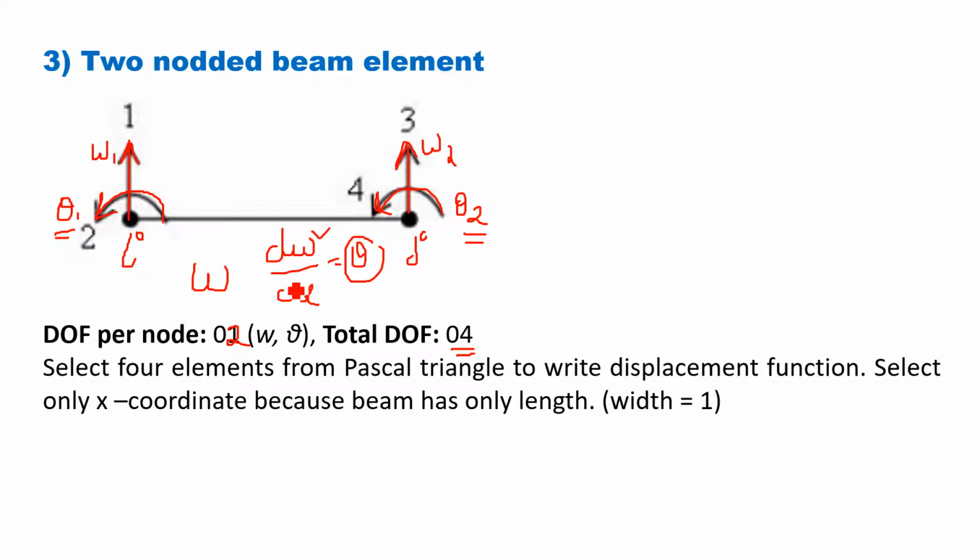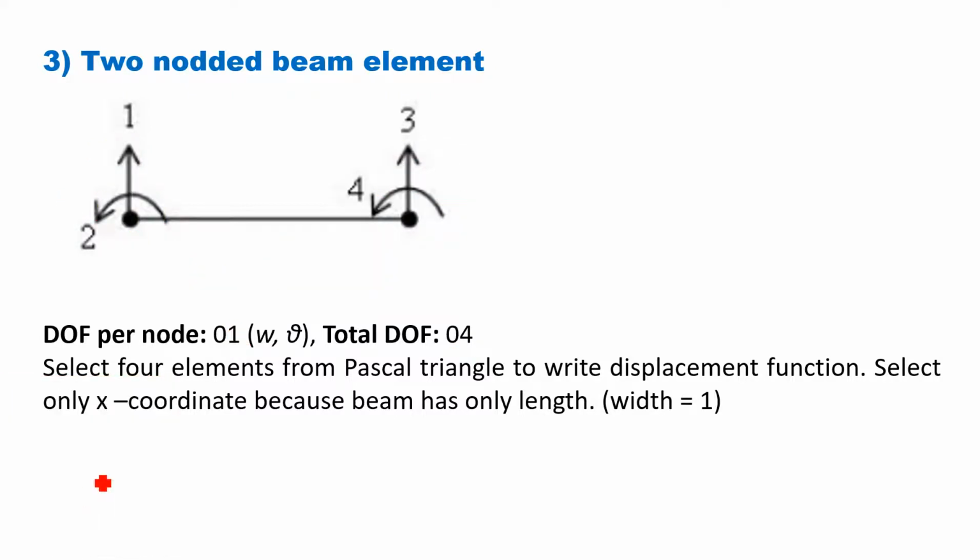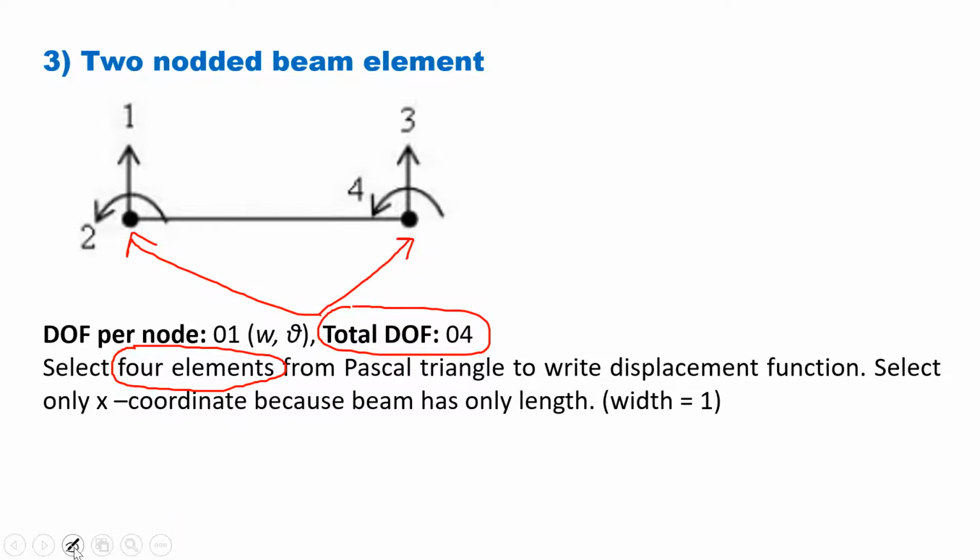So in the beam bending element, actually the unknown displacement is only deflection, only W. So theta we can find out by differentiating the W with respect to x. So in beam element displacement we have to consider only W, not theta. So to write down that W deflection, we have to select 4 elements from the Pascal triangle. Why 4 elements? Because total degrees of freedom are 4. Right? Why total degrees of freedom are 4? Because at each joint or node there are 2 degrees of freedom. So total degrees of freedom are 4.